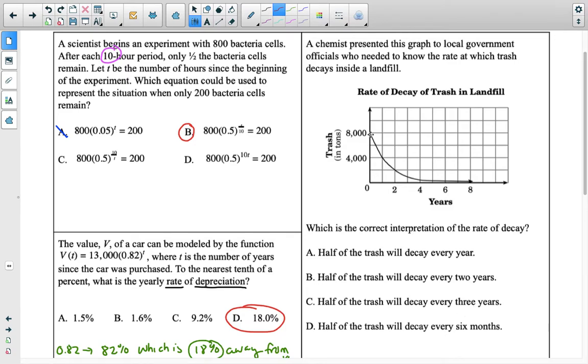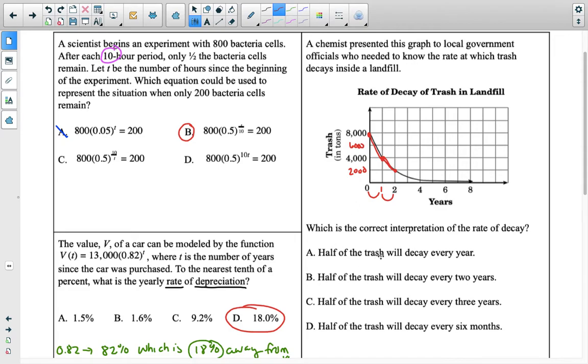So if we start with 8,000, we need to know when half of the trash will still be there. So we want to know, when does it happen into 4,000? 8,000 to 4,000, and then 4,000, we want half of that to 2,000. So every year, this is counting by ones, these are counting by 2,000. So from 8,000 to 4,000, it took 1 year to get from 8,000 to 4,000. Then from 4,000 to 2,000, it took 1 year.